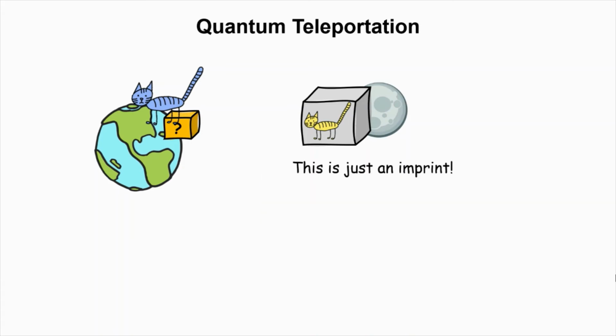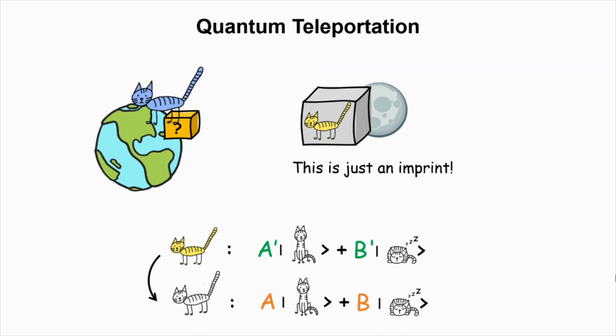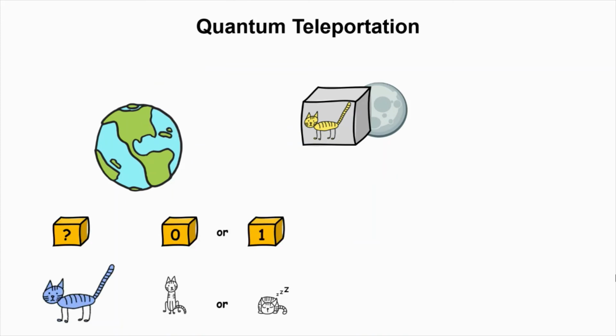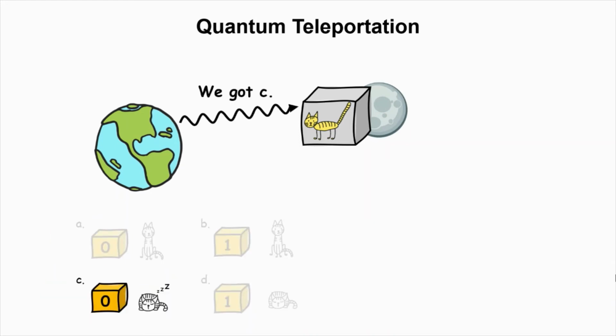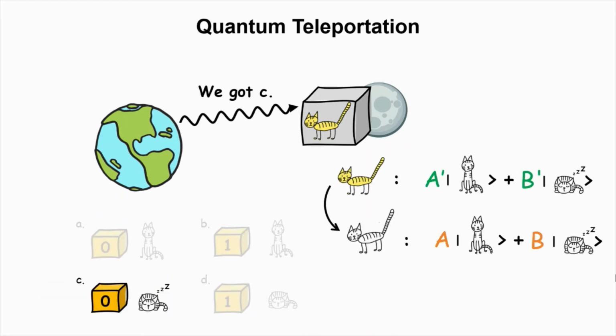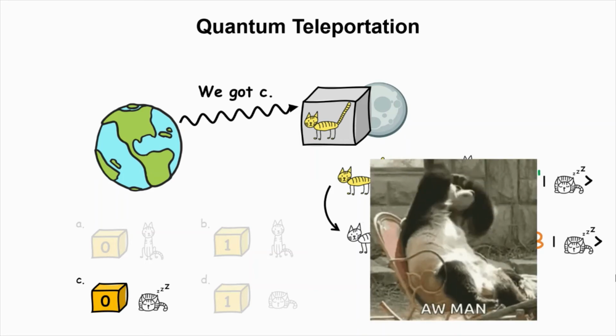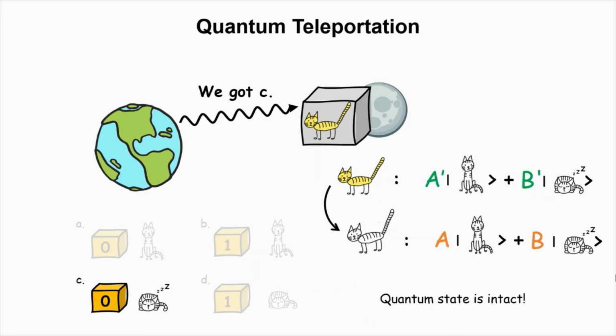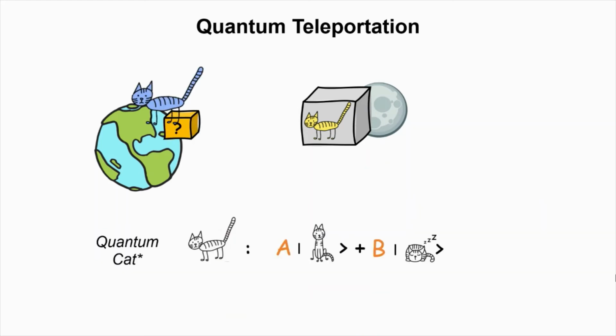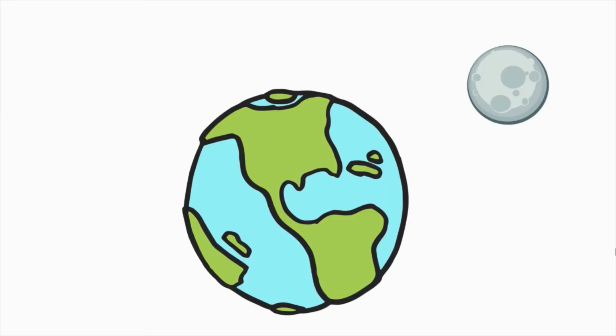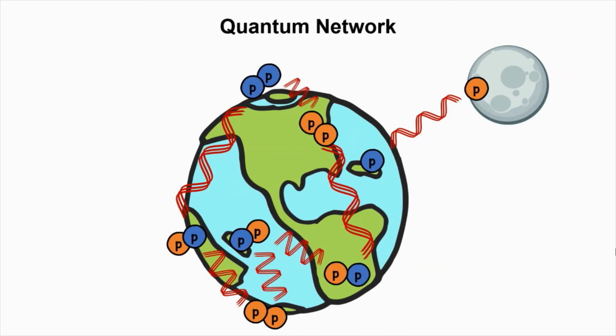But the Moon only has an imprint. For the Moon to get our original cat from the imprint, I need to measure my Earth cat and qubit and tell the Moon what I got, so the Moon can get the original cat back. This step makes the entire process not instantaneous per se, but hey, at least the quantum state is intact. And of course, you can't really teleport cats, only real quantum particles like photons. So, to create a globe-spanning quantum network, we need a way to efficiently create entangled qubits.